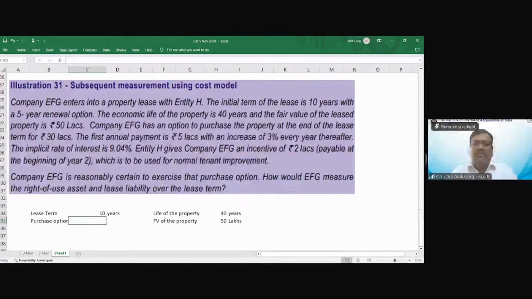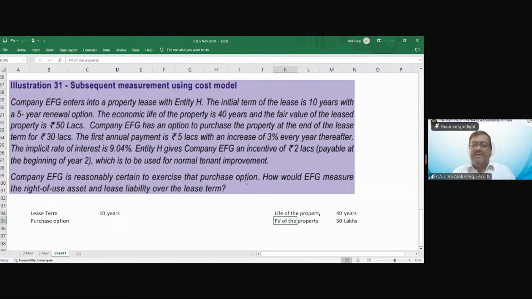The first annual payment is rupees 5 lakh with an increase of 3% every year thereafter. Implicit rate of interest is 9.04%. Entity H gives company EFG an incentive of rupees 2 lakh, which is to be used for normal tenant improvement. It is given in the question that company EFG is reasonably certain to exercise that purchase option.